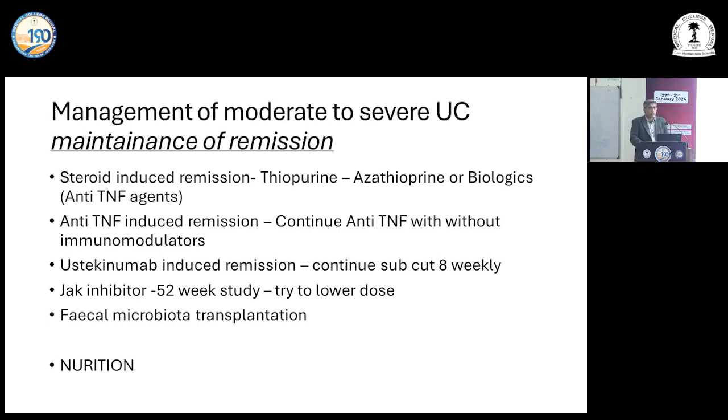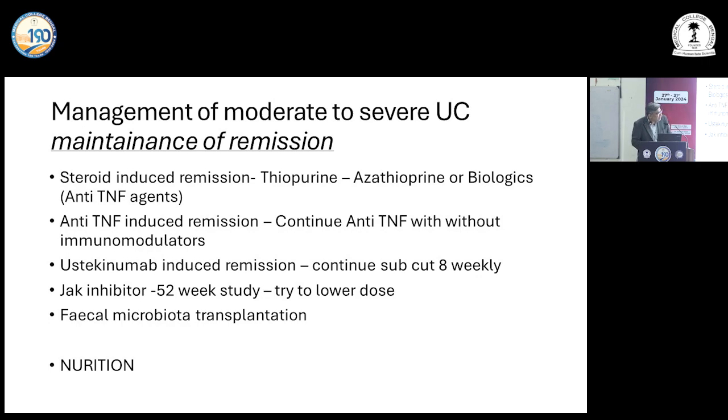So, regarding moderate to severe UC, we have done the induction. How do we maintain the remission? Again, if the patient were on steroids, you often need to give immunomodulators like azathioprine or methotrexate, or continue biologics. The problem is biologics are often difficult to use in India because of the cost. For anti-TNF, you can continue anti-TNF. Similarly, with ustekinumab, you can continue it subcut every 8 weeks.